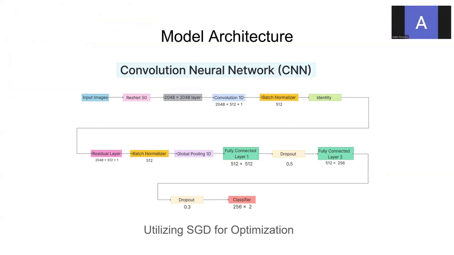In terms of our model architecture, we did use ResNet 50 as a feature extractor, and we use a little bit of transfer learning from that, which heads into our convolutional 1D layer, followed by batch normalization and a residual layer. All of this gets fed into a global pooling where we flatten the data and then connect it to a series of fully connected layers and dropouts to increase generalization before heading to our classification layer, which brings it down to our two possible outputs. And for optimization, we are using SGD.